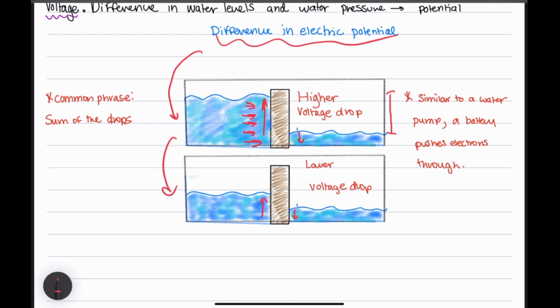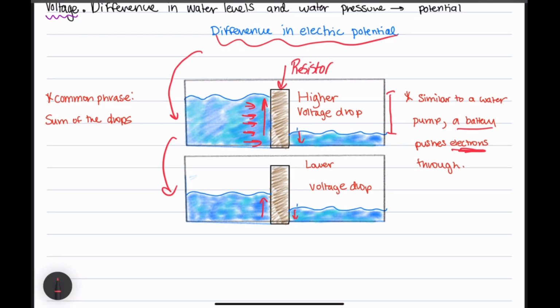So if we switch back to an engineering sense, we can visualize it exactly the same. Similar to a water pump, the battery is pushing electrons through the circuit. So instead of this brown dam, you can think of it being a resistor, and this is preventing the electrons from moving through. So in the top example, we have a higher resistance, and in the lower example, we have a lower resistance, each of which correlates to a corresponding level of voltage.